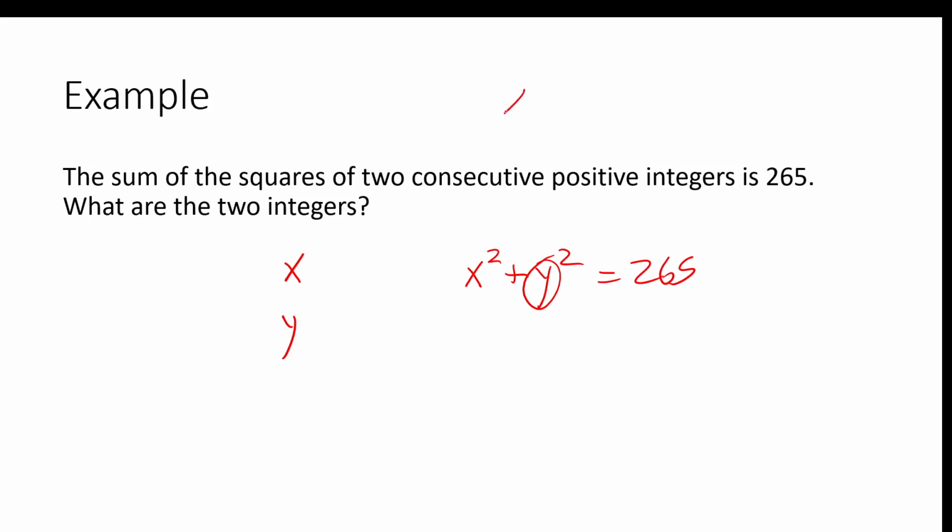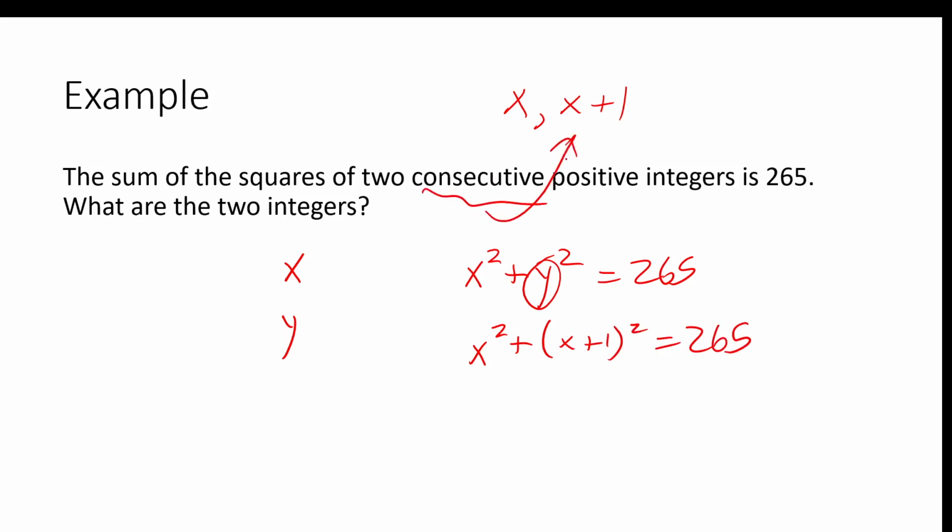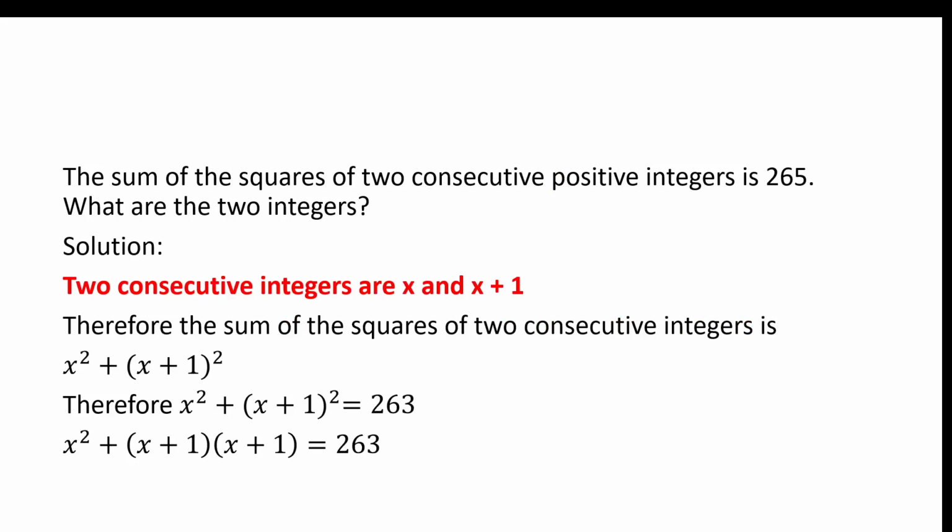So if one of the positive integers is x, the next one is really x plus 1. It's just the next integer. So this means x squared plus x plus 1 quantity squared is 265. Again, consecutive means we're going to the next one in the list. So if we're talking about integers, we're adding 1. Okay, so that's what we write here.